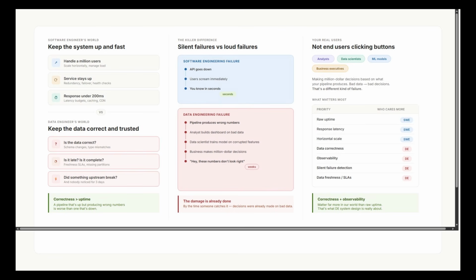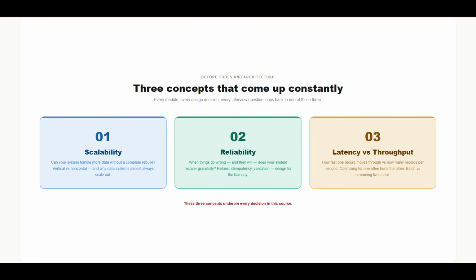The users of your system aren't end users clicking buttons. They're analysts, data scientists, machine learning models, business executives making million-dollar decisions based on what your pipeline produces. And if your pipeline gives them bad data, they make bad decisions. That's a different kind of failure. That's why correctness and observability matter so much more in our world than raw uptime. So before we get into tools and architecture, I want to give you three concepts that are going to come up constantly, and I mean constantly. Every module, every design decision, every interview question loops back to one of these three.